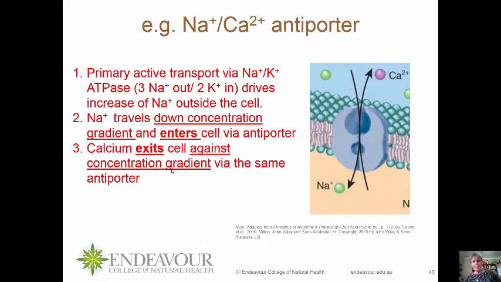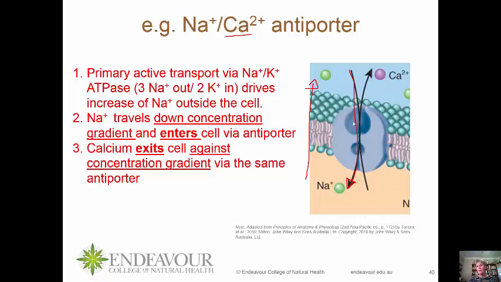An example of an antiporter is a sodium calcium antiporter. Primary active transport via the pump once again drives sodium outside the cell. So initially sodium gets pumped out of the cell. With the energy stored in the sodium concentration gradient, sodium then enters the cell, because that's its natural way of going. It leaks back in, and it enters via an antiporter.